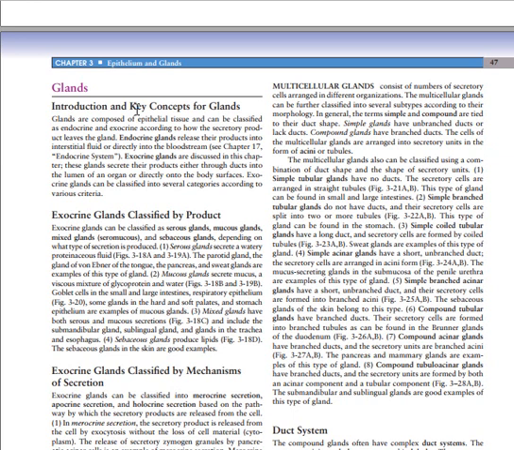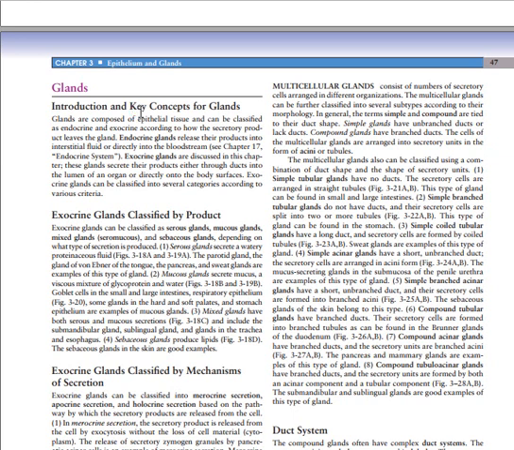Now we also have autocrine glands. Autocrine glands are glands that produce a product that stimulates itself. Is it clear? But those are only based on function. What we are going to mostly visualize here are exocrine glands.